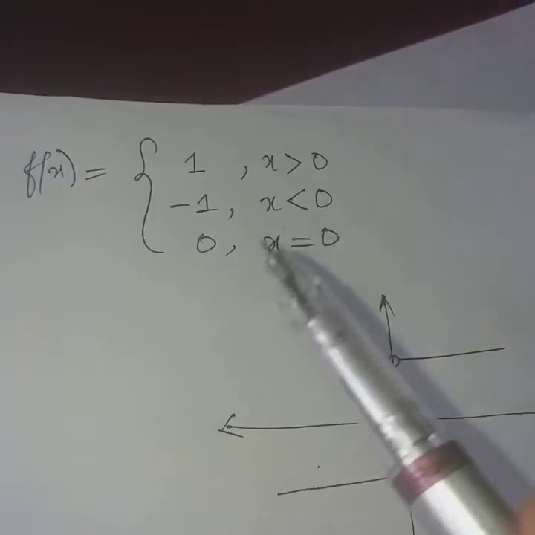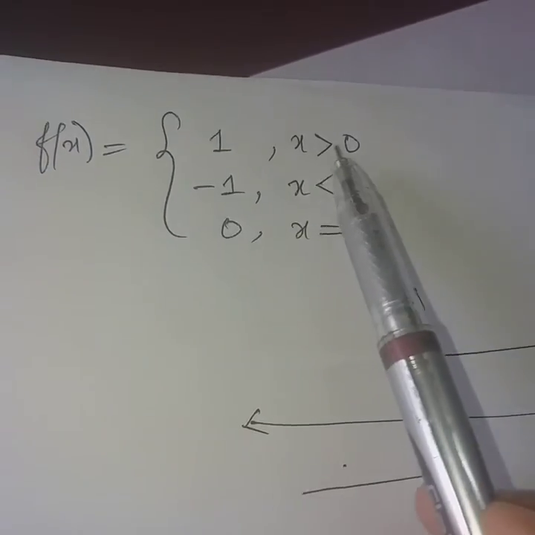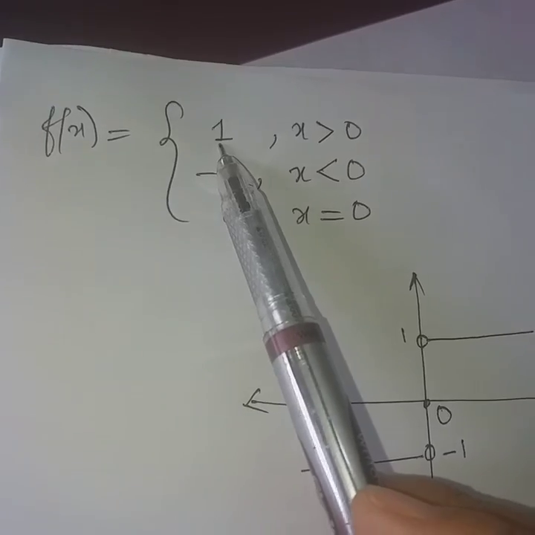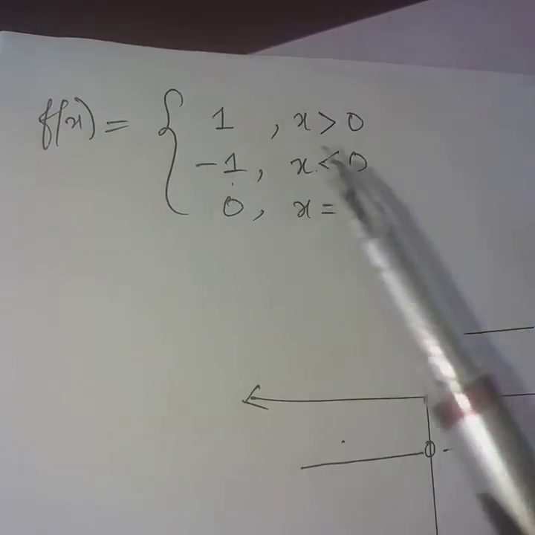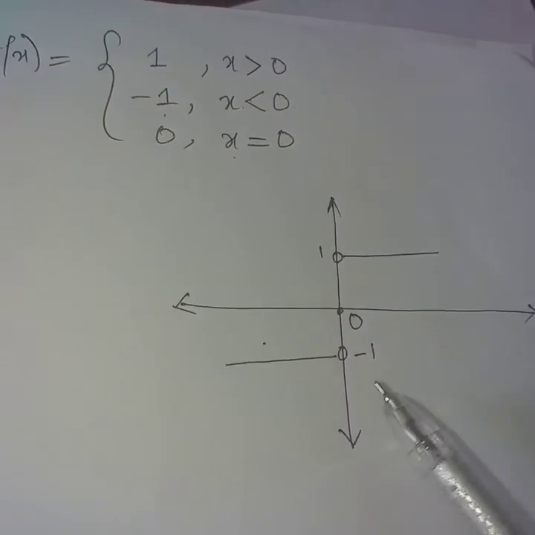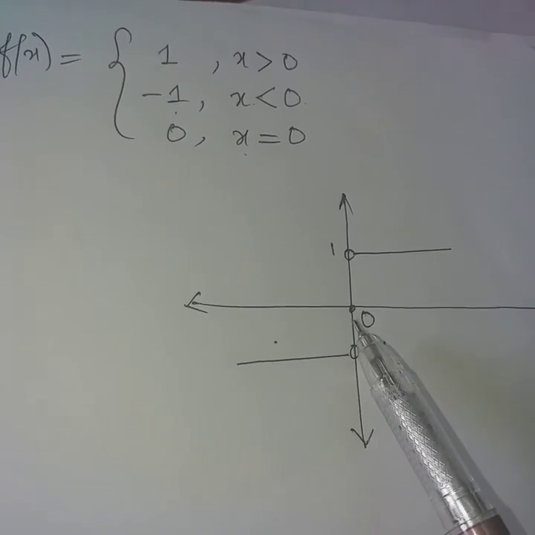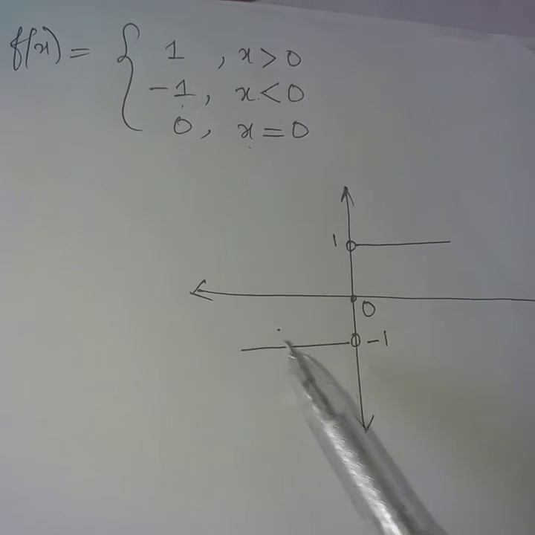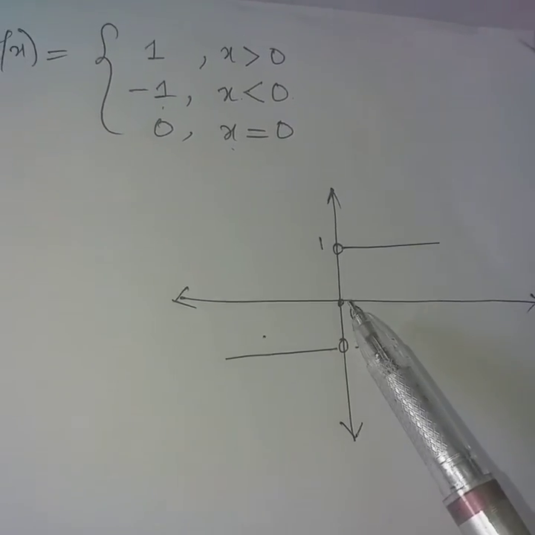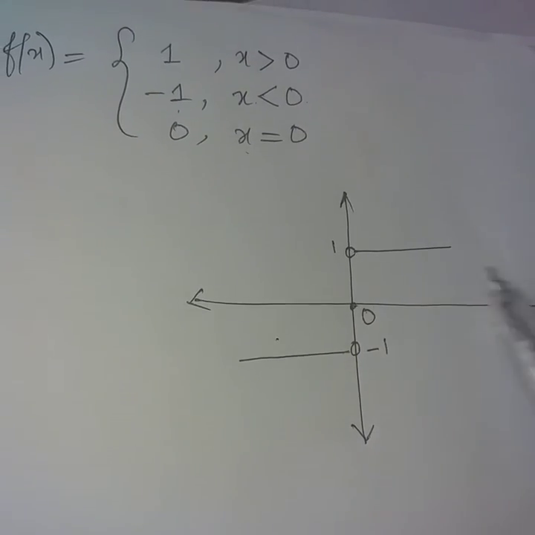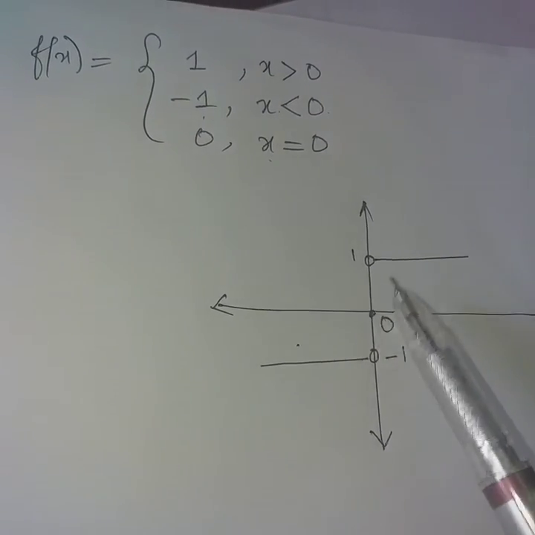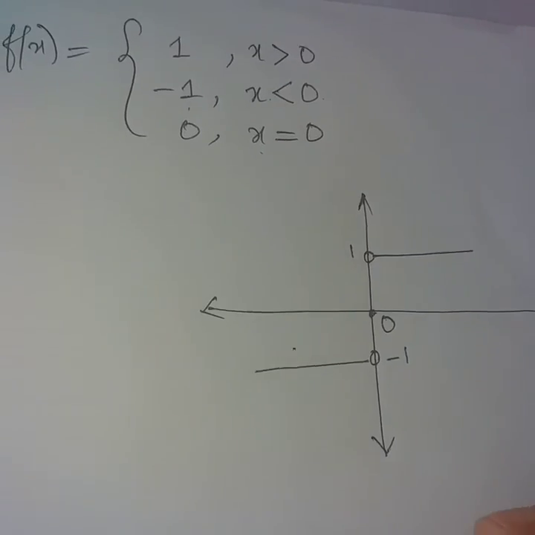If you write the signum function, we can write it like this: for x greater than 0 it is 1, for x less than 0 it is -1, and for x equal to 0 it is 0. We draw the function. For all the values less than 0 it is -1, and for all the values greater than 0 it is 1, and at 0 it is 0.